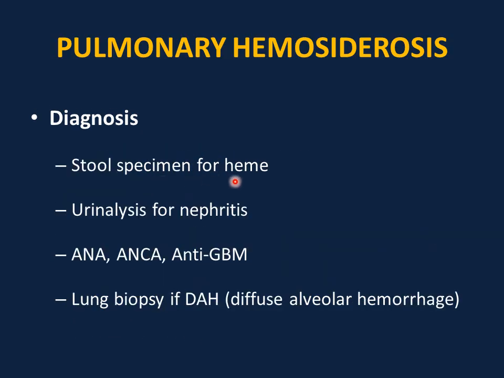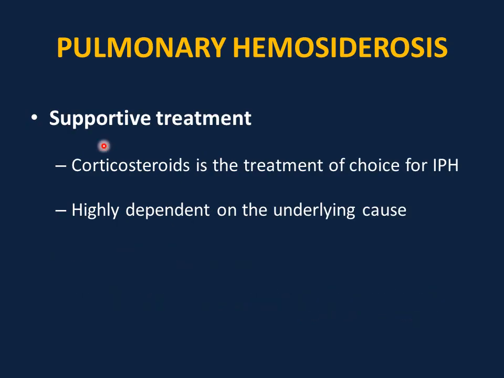Stool specimen may be positive for heme, urinalysis for nephritis, ANA for autoimmune diseases. ANCA will be positive in cases of Wegener's granulomatosis, and anti-GBM will be positive in cases of Goodpasture syndrome. Lung biopsy if associated with diffuse alveolar hemorrhage. Treatment is supportive. Corticosteroid is the treatment of choice for idiopathic pulmonary hemosiderosis, and it is highly dependent also on the underlying cause.